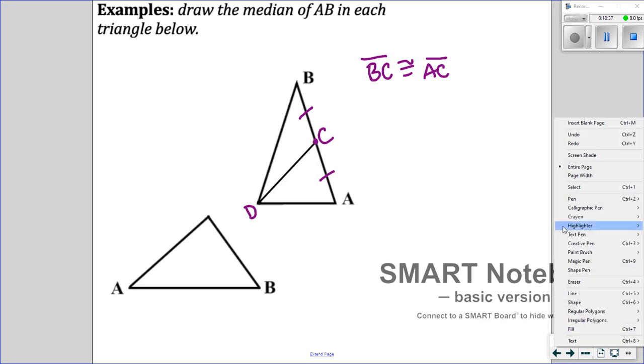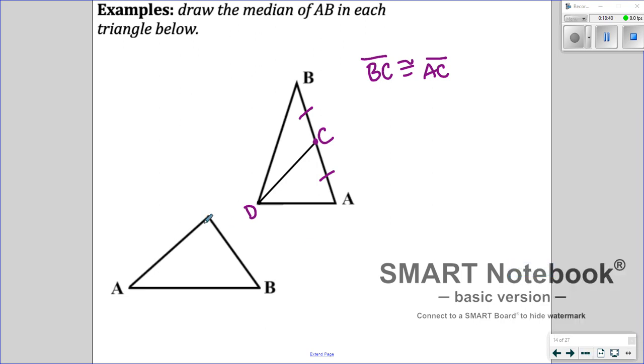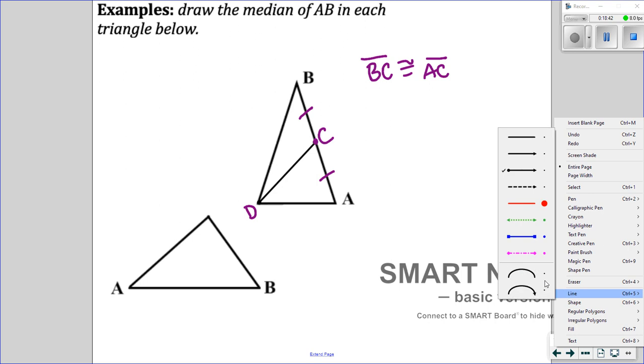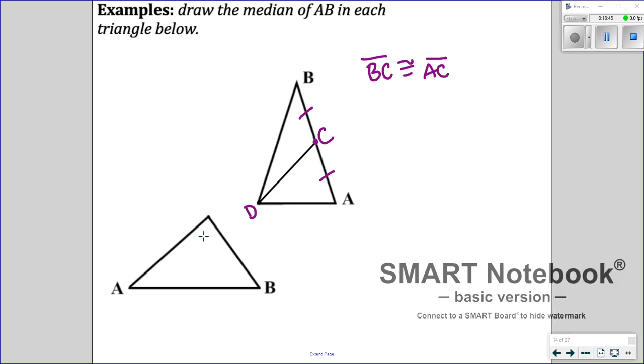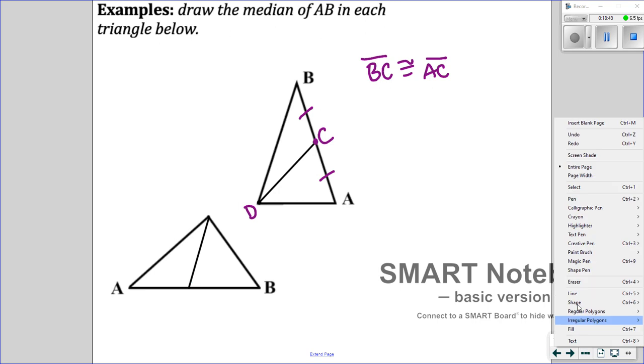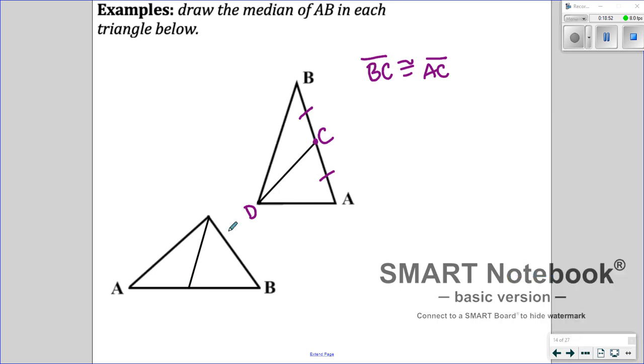Same thing with the other triangle, which I will use another color for. Actually, I'll use the line first. I start from here, and I go to the middle. I'll use green and label this. This will be E, and then this will be F. So that means this is congruent to that. So segment AF is congruent to segment BF. And that's it. Median just cuts the line in half.